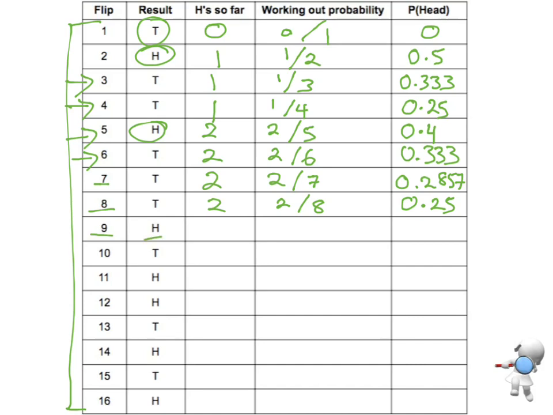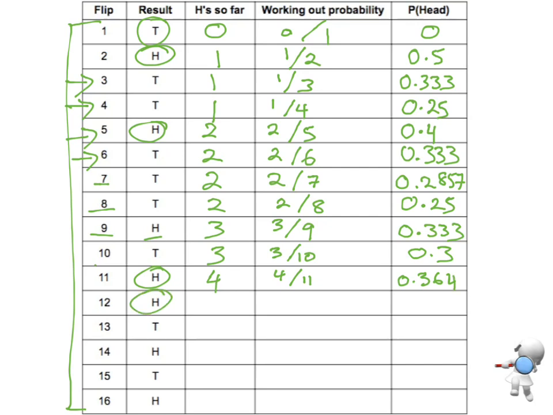Now the 9th one, I get another head, so now I've got 3 heads so far. So that's the chance of 3 out of the 9 times I've tossed the coin. So that's 1/3, so that's back to a probability of 0.333. The 10th one is a tail, so I've still only got 3 heads, but I have now tossed the coin 10 times. Chance of 0.3. 11th, another head. So now I've got 4 heads out of the 11 times we've tossed the coin. So 4 out of 11 is 0.364.